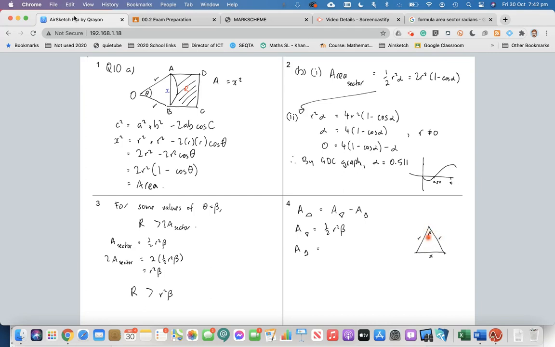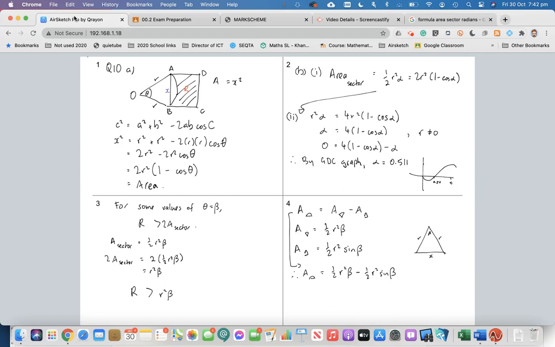Now again, this is a bit of a winner for me because it's going to be in terms of R and beta. So let's do that. Area of a triangle is a half R times R, which is R squared, sine beta. So therefore, the area of the segment is equal to a half R squared beta minus a half R squared sine beta. That's all right. Okay, what next?